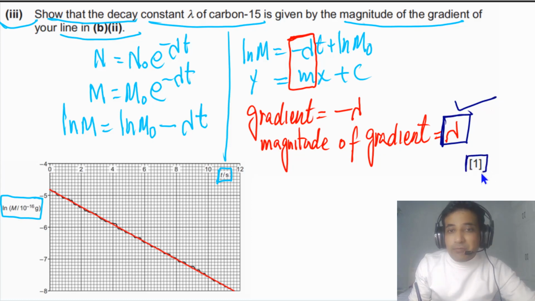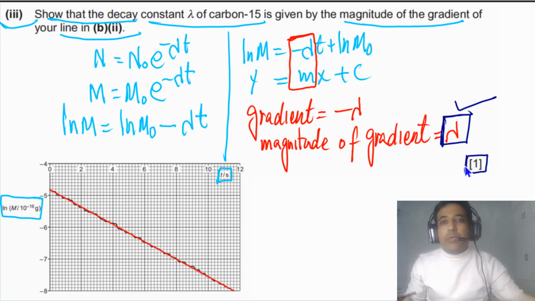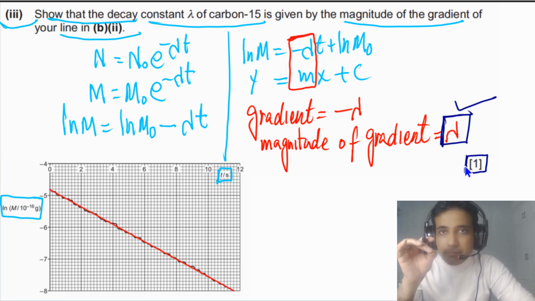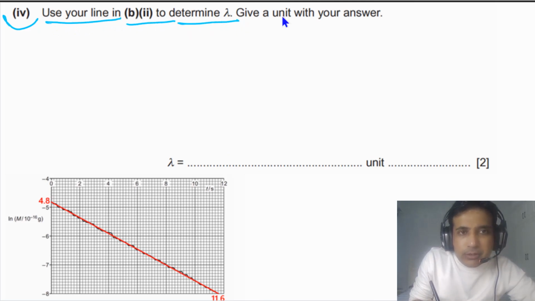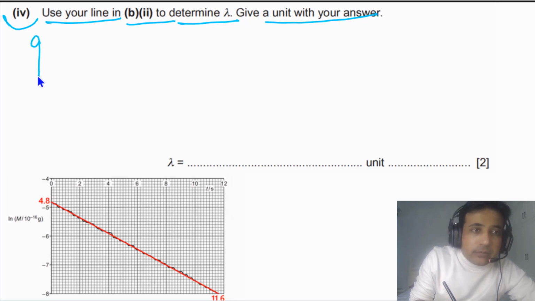This question is very popular in 2022 and also in 2023. So you have to be very clear how to write down the radioactive decay equation in linear form. Get familiar with this. For part 4, we need to use the line in E2 to determine lambda, and also need to give a unit with our answer. In the last part, we discussed that gradient is equal to negative lambda.